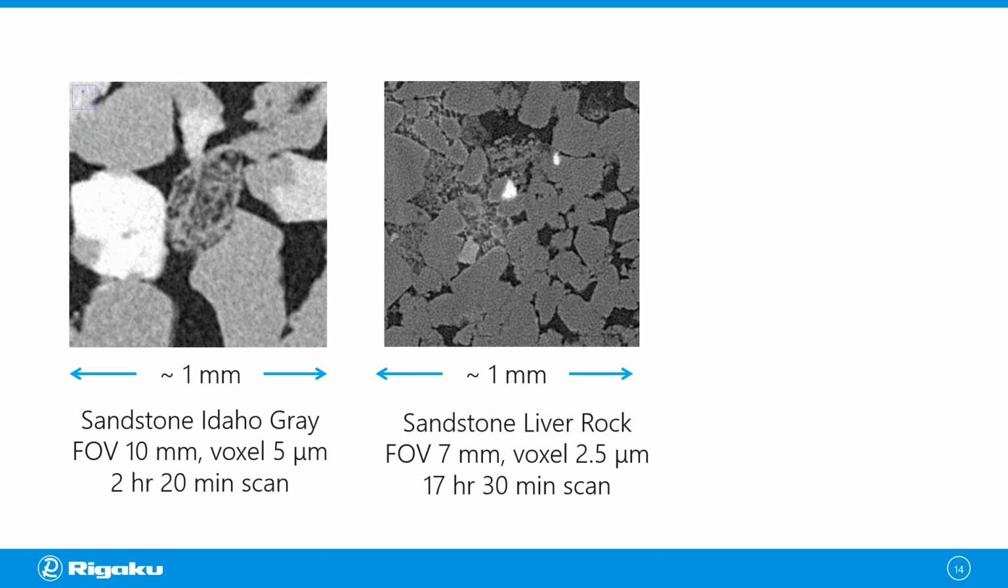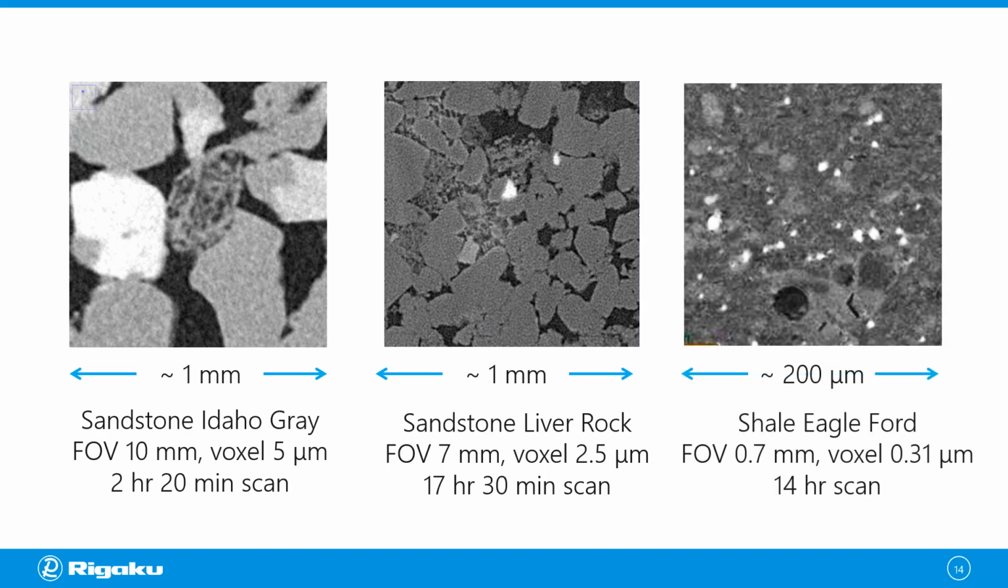This is another sandstone, liver rock, and this one has a smaller grain size, so we needed to use 2.5 micron voxel size, and we spent 17 hours to get the scan, and this was good enough to do good simulations. But what about shale?